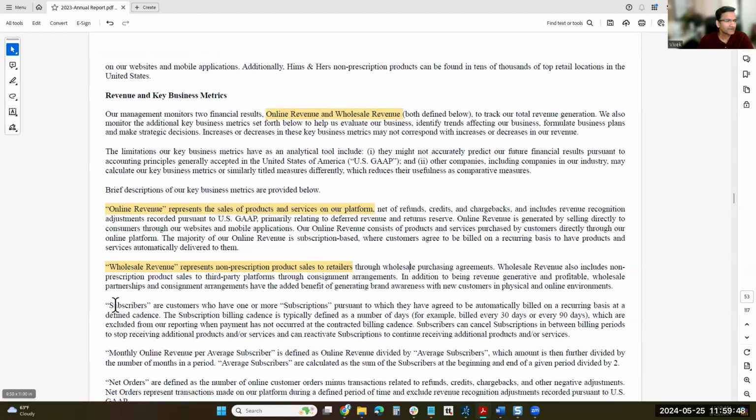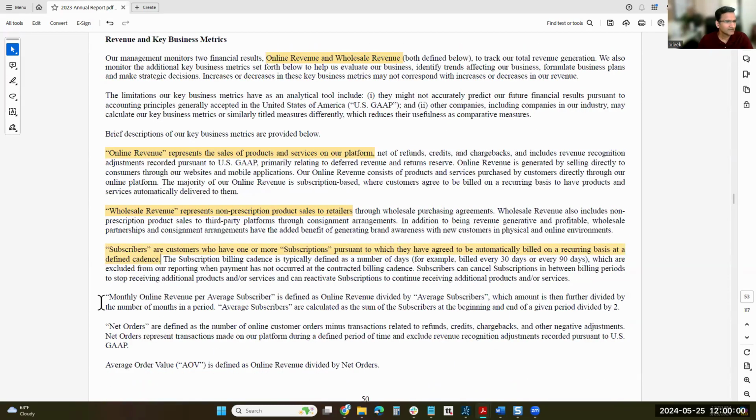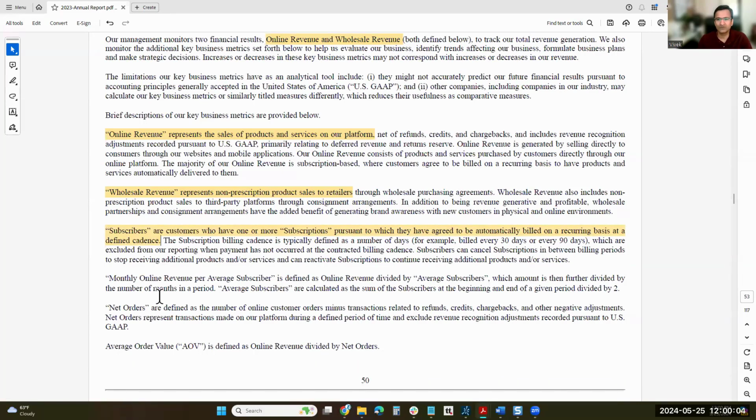Got it. Subscribers are the customers who have one or more subscriptions and are billed on a recurring basis on a well-defined, predefined cadence. Okay, so if you go to HIMSS or HERS, you can have your monthly subscription. And I guess once you take an appointment, you pay a per online visit fee or something.